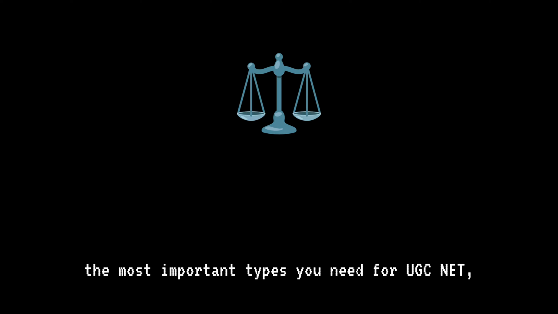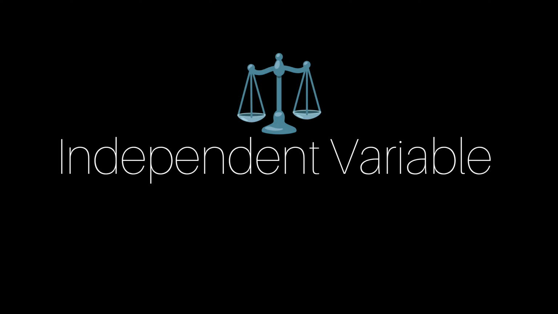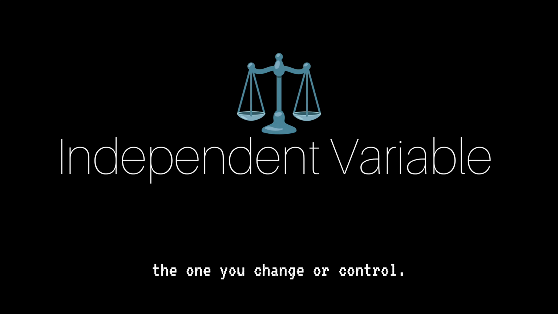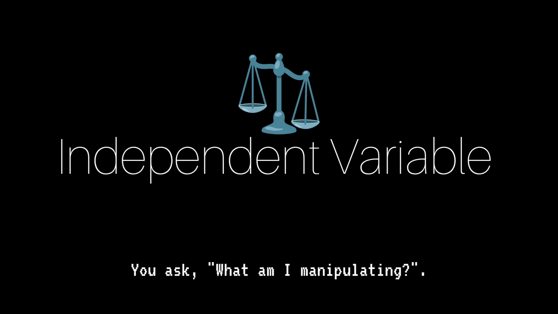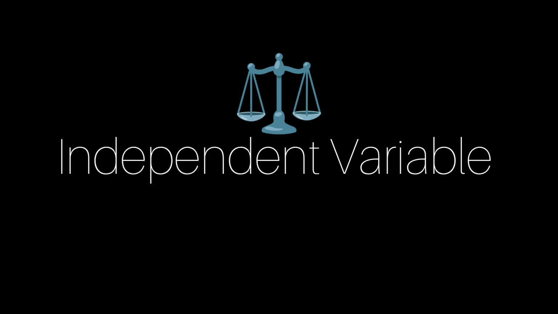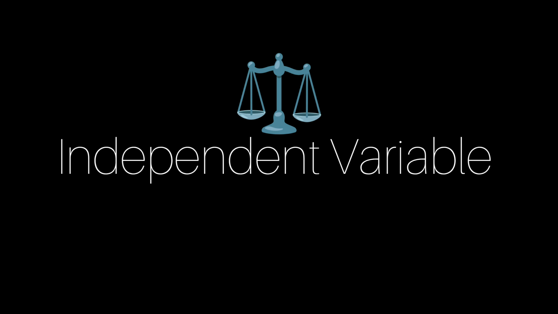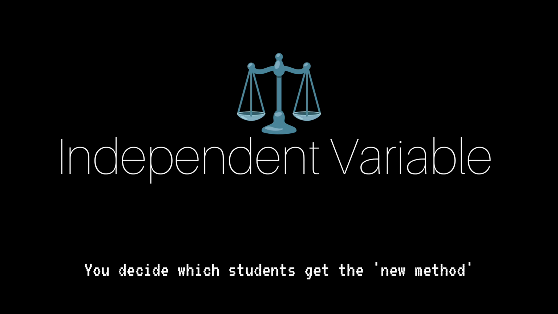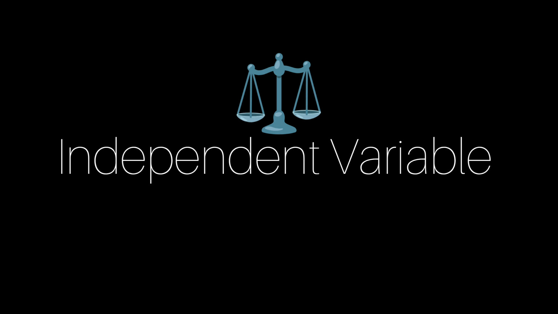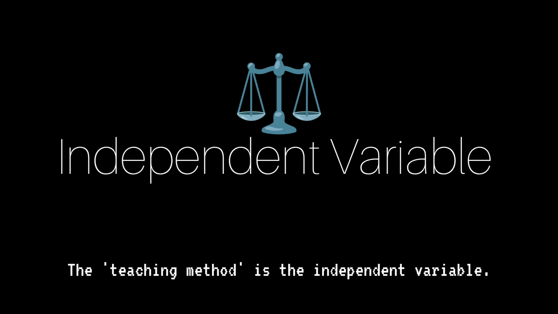Now, the most important types you need for UGC NET. First, independent variable. This is the cause, the one you change or control. You ask, what am I manipulating? Example, you want to know if a new teaching method works. You decide which students get the new method and which get the old method. The teaching method is the independent variable.